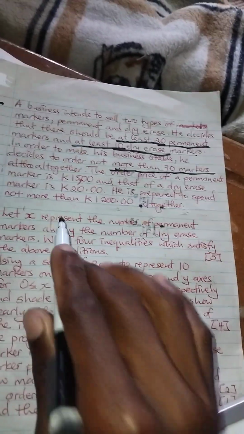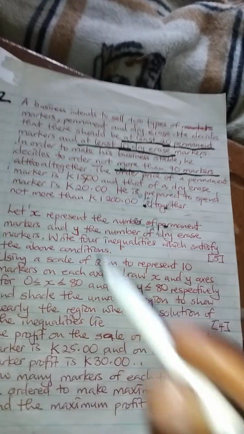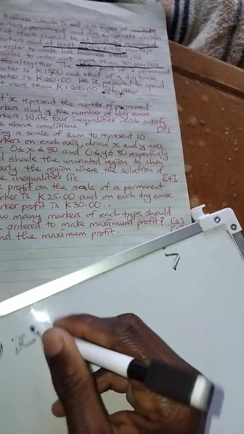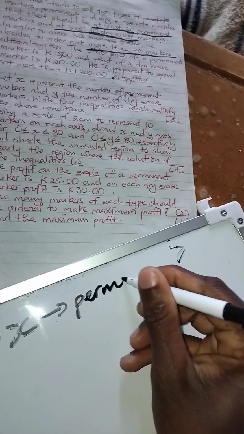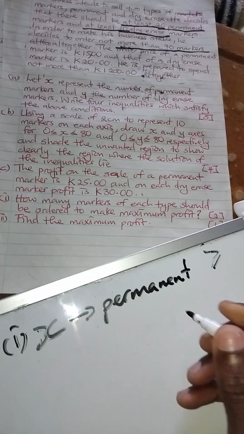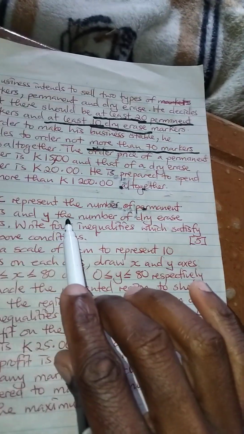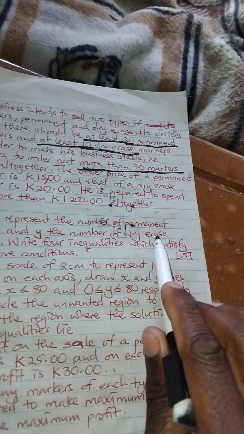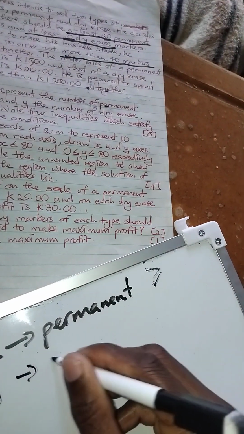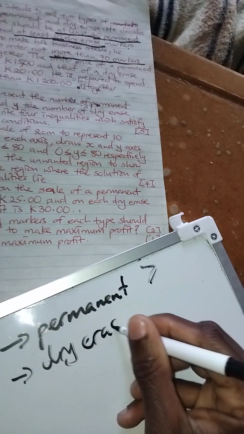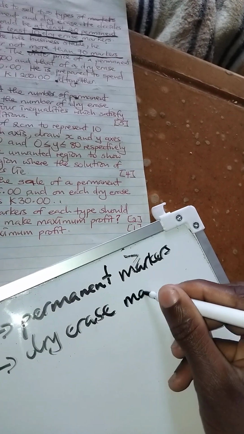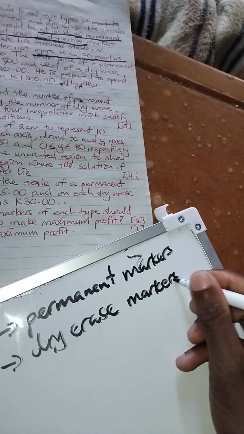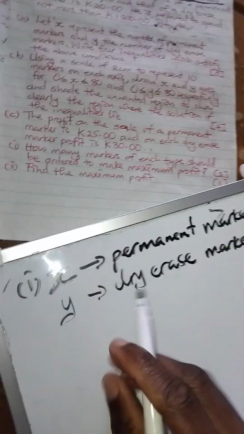Let X represent the number of permanent markers, and let Y represent the number of dry erase markers. So that's how we start the problem.